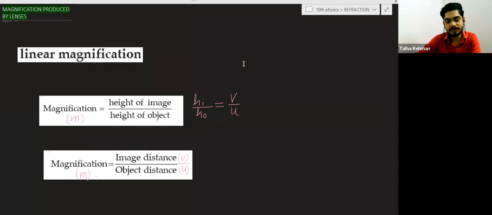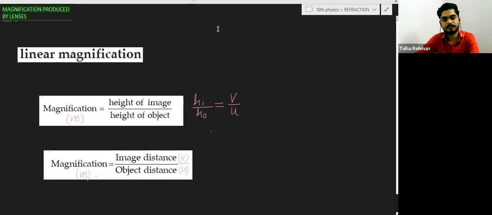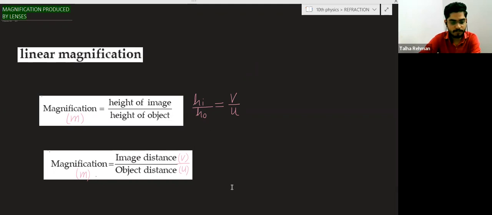With the help of magnification, we can compare the size of the image with the object. Completed, Azaan? Yes.